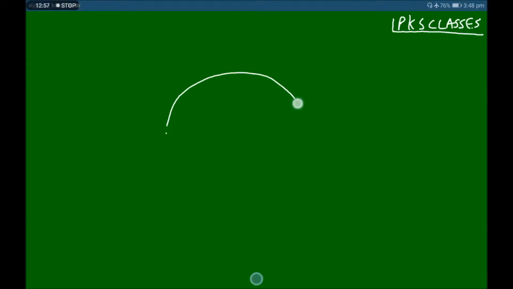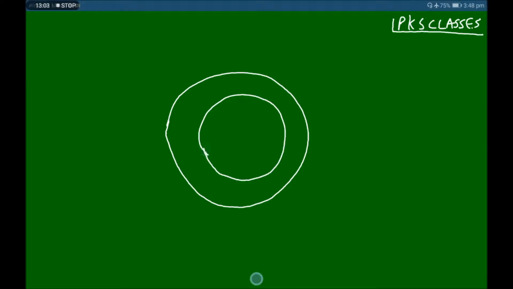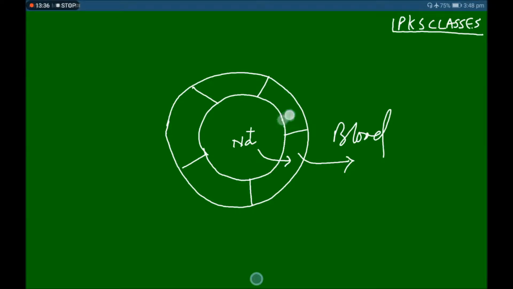Suppose this is the cross section of a tubule of nephron, and here we have the tubular cells, and here we have the blood. When we say reabsorption, suppose the sodium ion is moving into the tubular cell, then from the tubular cell it goes to the blood. It is called reabsorption. And this membrane behaves as a semi-permeable membrane.